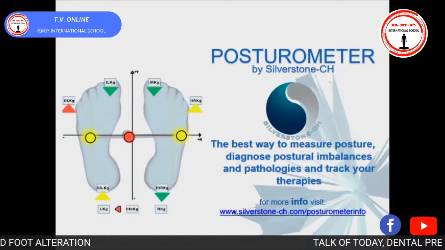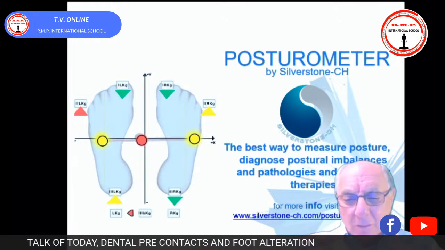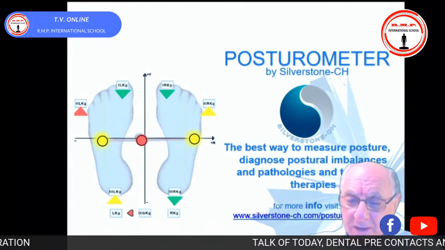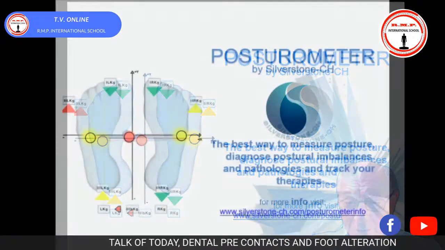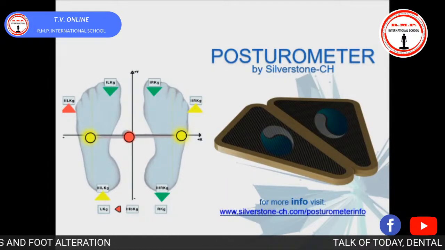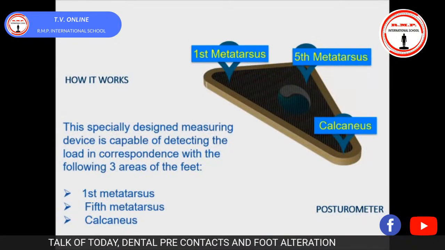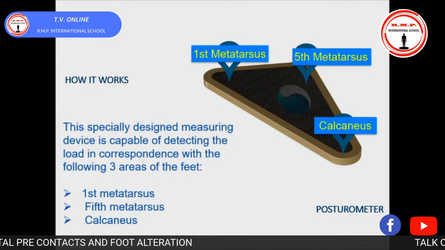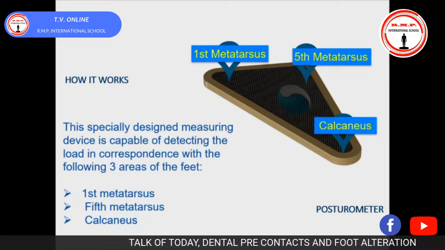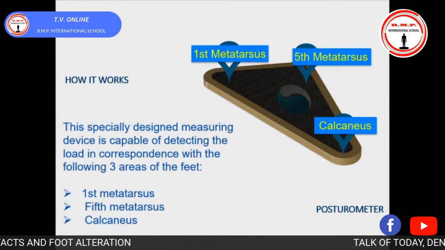As you know, in our school, we have clinical diagnosis, instrumental diagnosis, and complementary analysis. All medical science has this. Posturometry is the instrumental diagnosis for posture. The posturometer is a simple instrument that measures in 30 seconds. You can do a measure, analyze, and see the result. As you remember, and if you do not remember, I will refresh the concept: it is specially designed to detect the load in correspondence with the following three areas of Capangin.